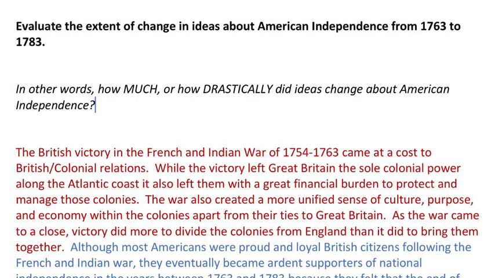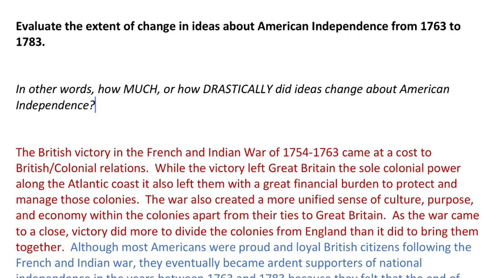Here is our DBQ prompt that we were looking at last week, as well as the intro paragraph. The question asks to evaluate the extent of change in ideas about American independence from 1763 to 1783. That's what we're going to do today. We set up our thesis, we established our 3 lines of reasoning, and now we need to give the evidence that supports that reasoning. Why is this reasoning true, and why does this prove that our thesis is correct?